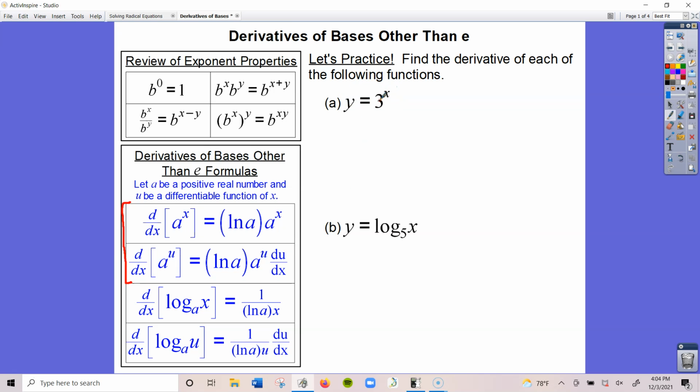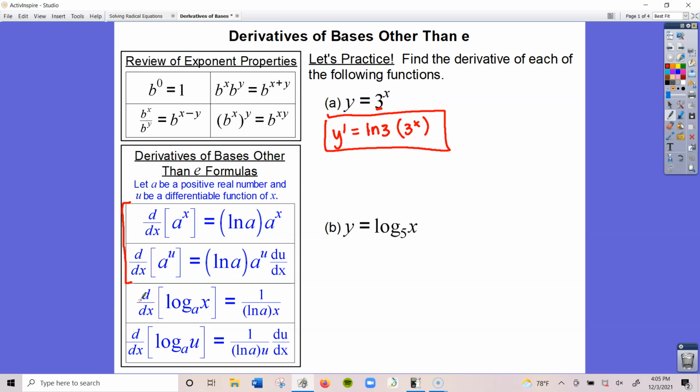This is your basic exponential function where the exponent is simply x. So the derivative y prime would be the ln of the base, which is 3, times the exponential, 3 to the x. So this would be my answer.